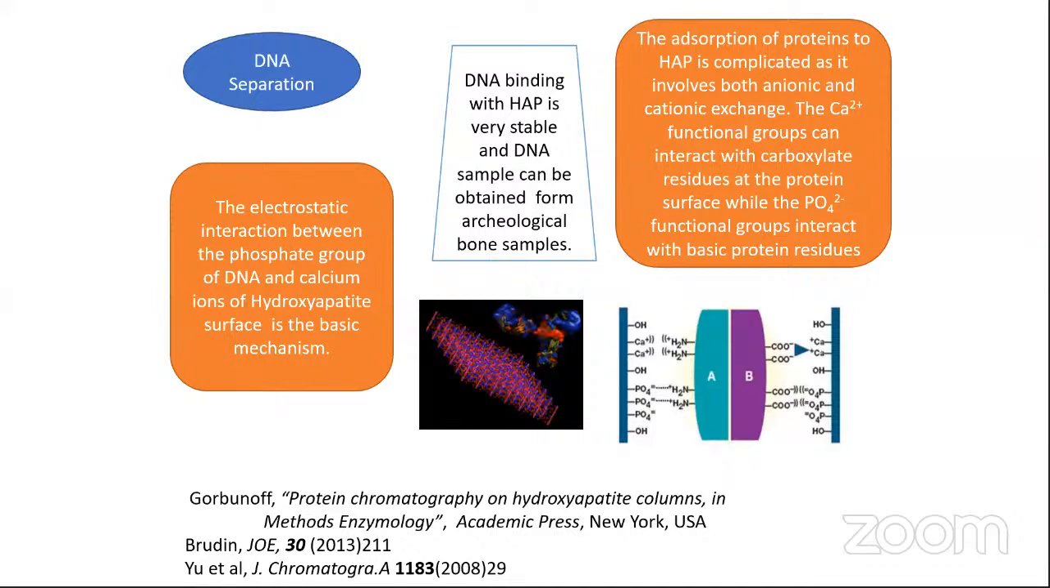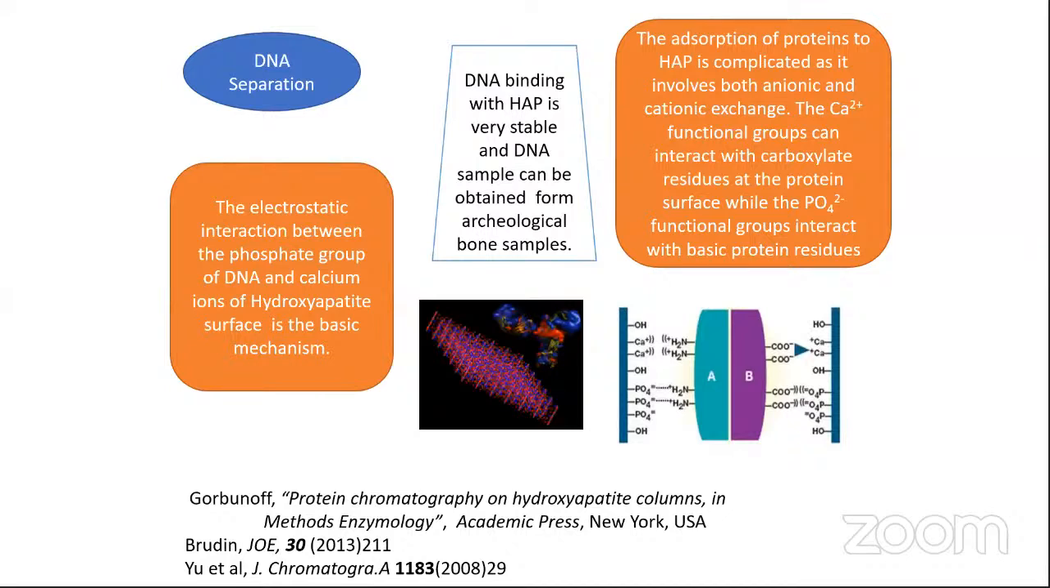And hydroxyapatite is a constituent of bone. When bone is fossilized, the hydroxyapatite remains stable, and also the DNA remains stable. And that is why DNA can be retrieved from hydroxyapatite in an archaeological sample. So that has been done.